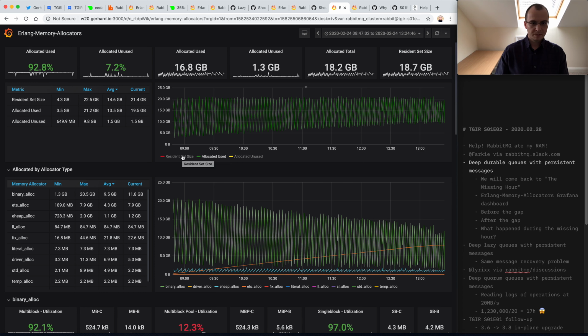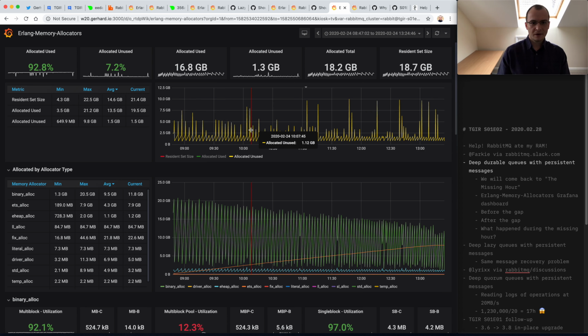So from an Erlang VM perspective, the allocated used is the memory that the Erlang VM allocated and is being used by something in the Erlang VM, and we'll get to that in a minute. Unused memory tends to be fairly low, and typically before memory is released back to the operating system, it goes into something called the unused pool. And there are multi-block pools. We'll get into that in a minute. But this basically means that the Erlang VM will hold on to this memory for a while longer, just in case it needs it, before it releases it back to the operating system.